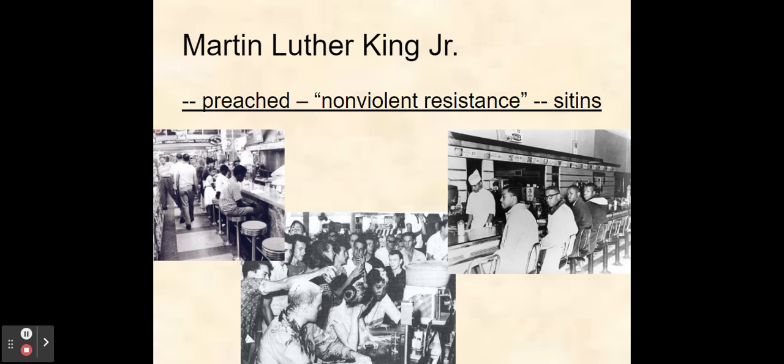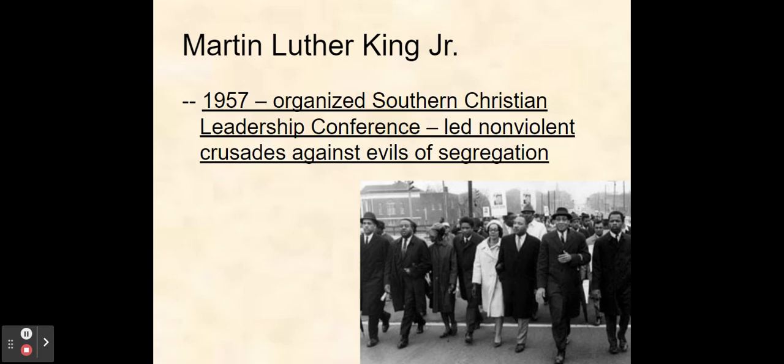Now, Dr. King is going to go on to found in 1957 the Southern Christian Leadership Conference, SCLC. And their goal is going to be to lead nonviolent crusades against the evils of segregation in all places around the country. And Dr. King is going to be joined by his wife, Coretta Scott King. And together, they and others are going to lead nonviolent crusades against segregation around the country.